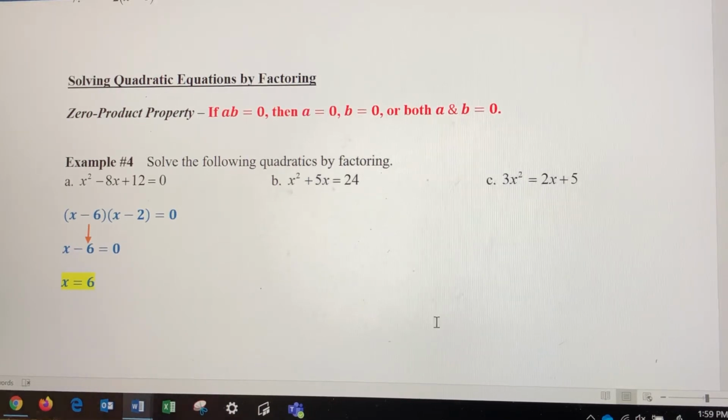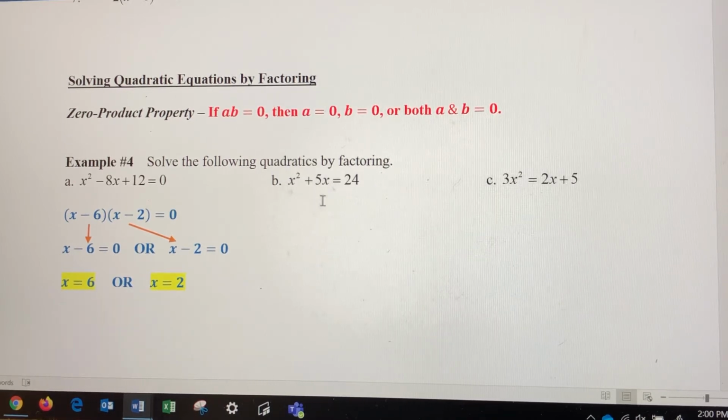Next thing we want to do is set x minus 2 equal to 0. And then I want to solve that simple little equation, and I get x equals 2. Same thing. Plug it in for both these x's. Do the math. Check your work. You'll see that that's a solution. So if you can factor a quadratic trinomial, then you can solve by factoring.